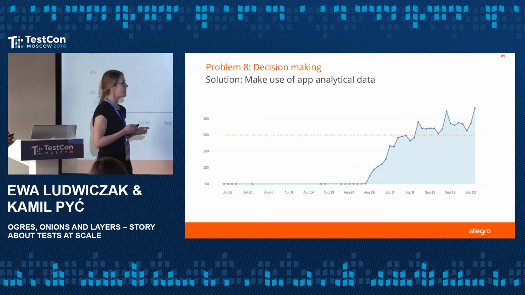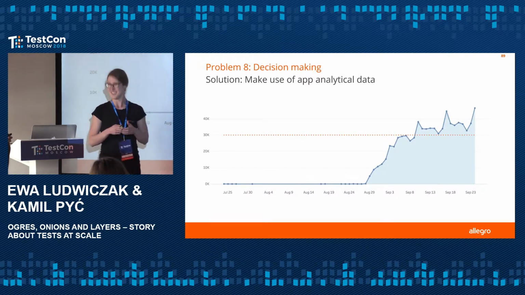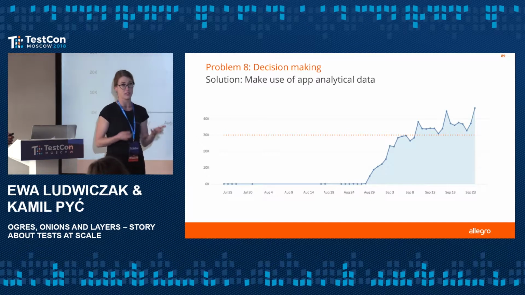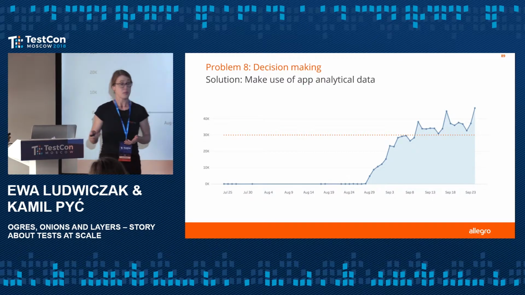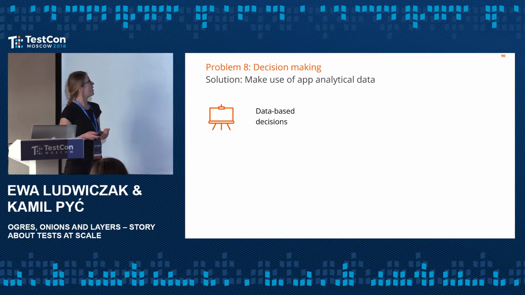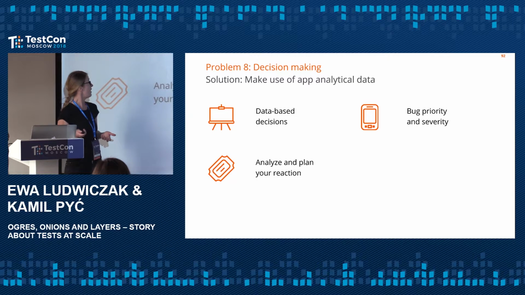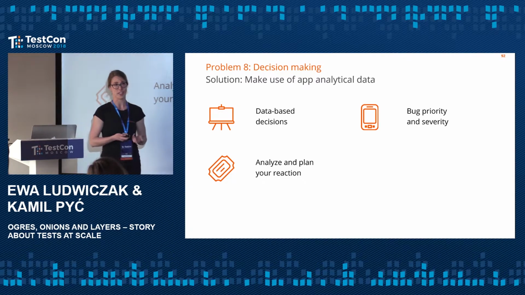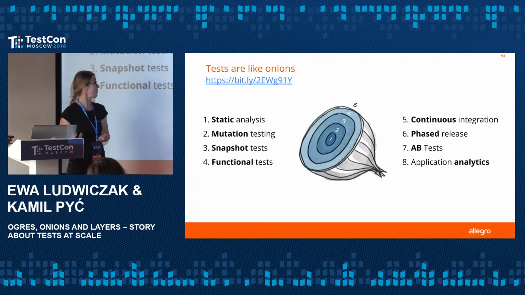But the analytical data helped us to make the decision whether we should revert the change, or maybe we can just wait for the users to notice the change and adapt. So based on analytical data, we are able to make more data-driven decisions, and we can estimate bug priority and severity. And we always try to analyze and plan our reaction instead of reacting emotionally and, for example, reverting the changes in panic.